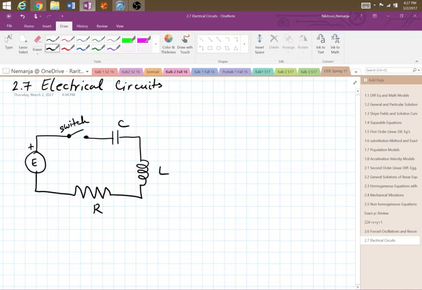So with all of these components, once you close the switch, the current is going to start flowing through the system. Since we have these three different things, each one of them will use some of the energy, the voltage provided. So how does it work?